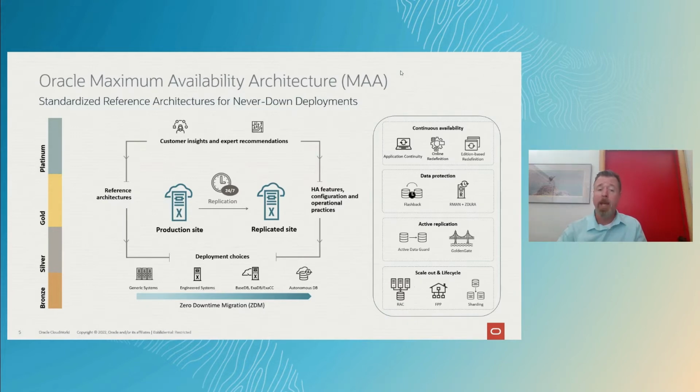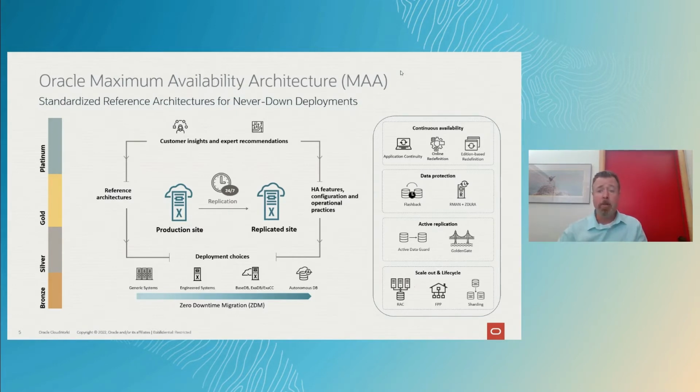Out of that came 4 different reference architectures: bronze, silver, gold, and platinum. And they map to different RTO and RPO values. The goal isn't to get everybody to platinum. It's not one size fits all. The goal is to match the different MAA tier with the RTO and RPO requirements of your application. And those could change over time, and you can evolve them. We'll talk about that as we talk about the different tiers.